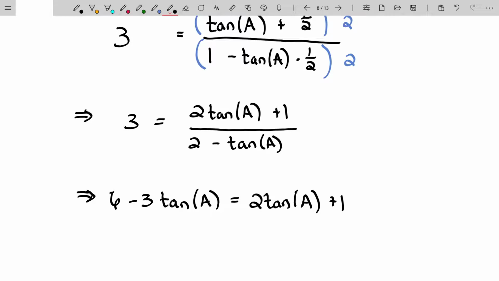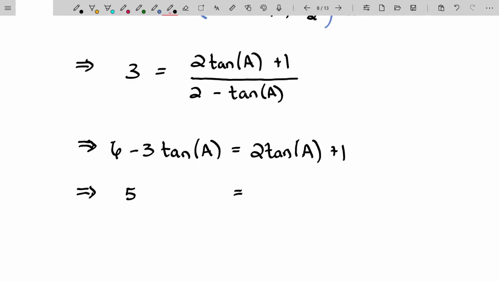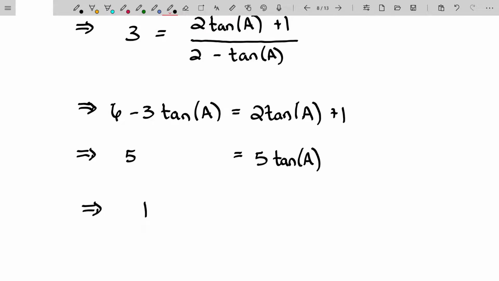Now what I'm going to do is move everything that has a tangent of A to one side and everything without to the other. So I'll add 3 tangent of A to both sides, and I'll subtract 1 from both sides. And this will give us 5 is equal to 5 tangent of A, or in other words, tangent of A is equal to 1.